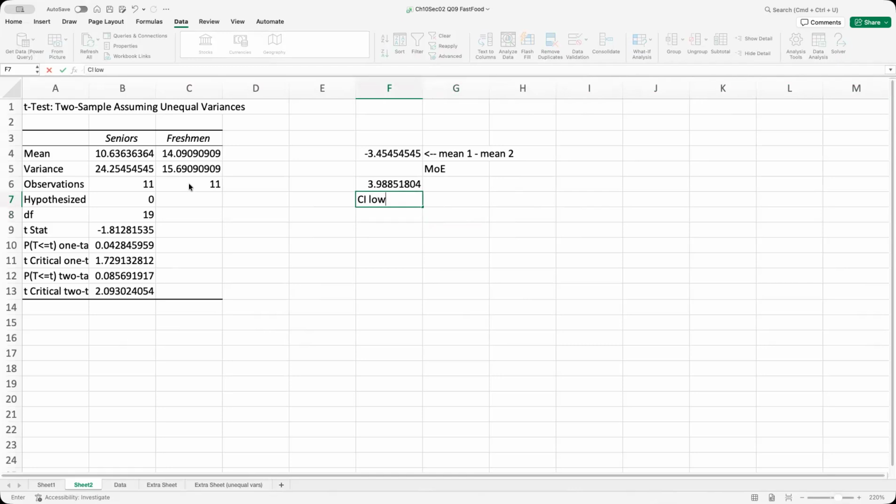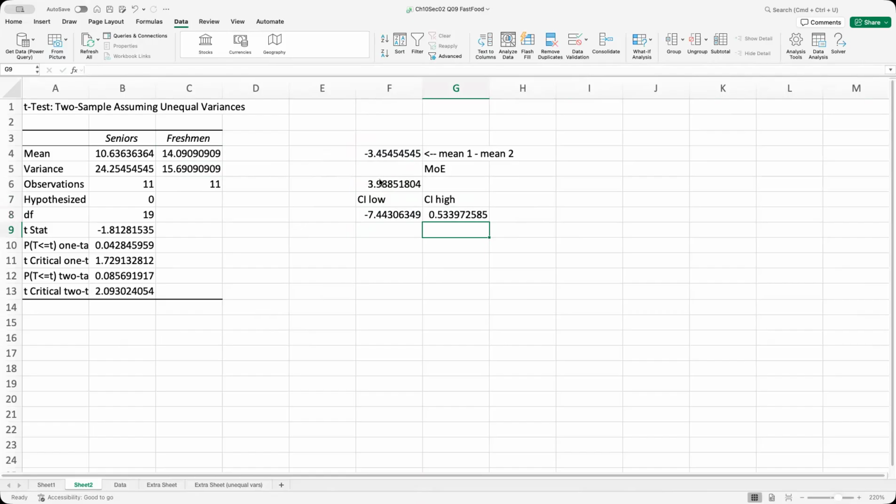CI low is this number minus my margin of error. Confidence interval high is this number plus my margin of error.